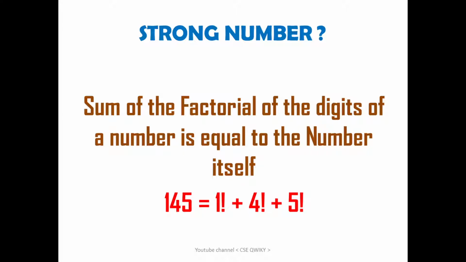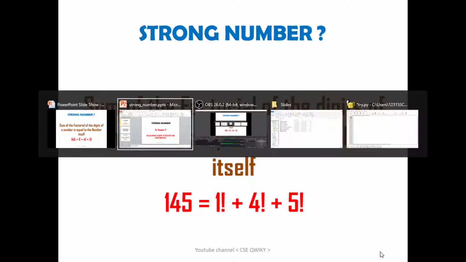So it's basically a very simple procedure to do. We have to extract the digits, and then we have to find the factorial of the digits individually, and then we have to sum the factorials of the digits. Then we have to compare the sum with the original number that we have. If both are equal, then we say that number is a strong number. Let's see how to implement this in Python.